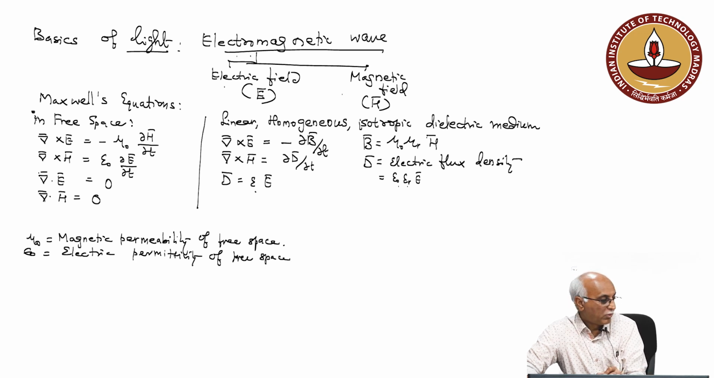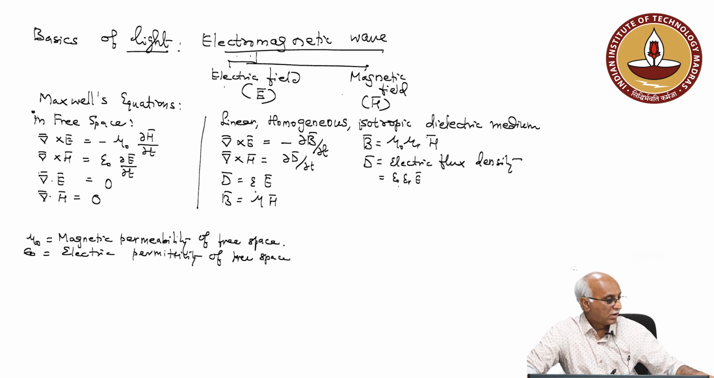Epsilon is nothing but epsilon 0 epsilon r. And B bar is mu H bar, where mu is nothing but mu 0 mu r. So that is the case.